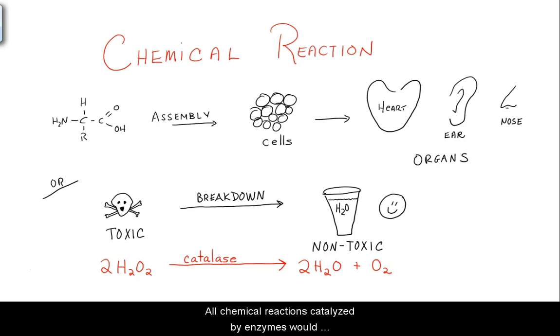All chemical reactions catalyzed by enzymes would occur naturally on their own without enzymes, but that could take years, and in living systems, products are needed immediately. Otherwise, the cell could die. And so enzymes actually function to speed up the rate of a chemical reaction that otherwise might take an extremely long period of time. And let's look at how that happens.